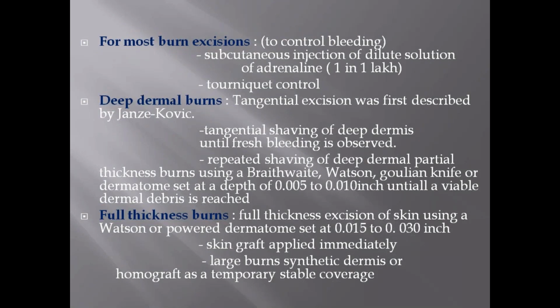For most burn excisions, we have to control the bleeding. Subcutaneous injection of adrenaline can be given, or we can use tourniquet control. For deep dermal burns, tangential excision can be done. Later, after the wound is healthy, then we can put a skin graft. For full thickness burns, excision is also done initially. Later, when the wound is healed, we have to check culture and sensitivity. Then we can put a skin graft. For large burns, synthetic dermis or homograft as a temporary stable coverage can be done.